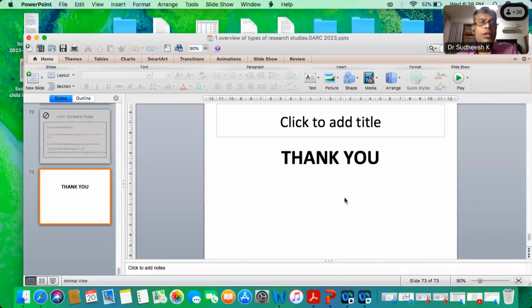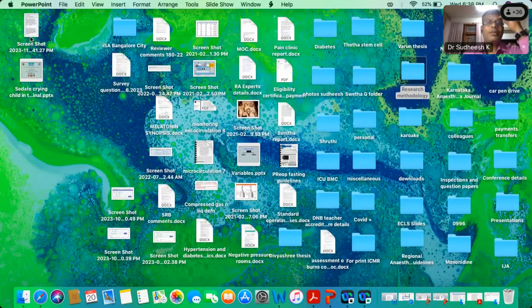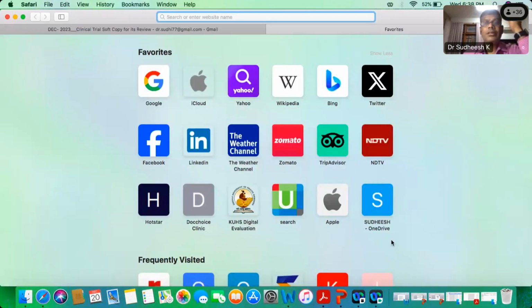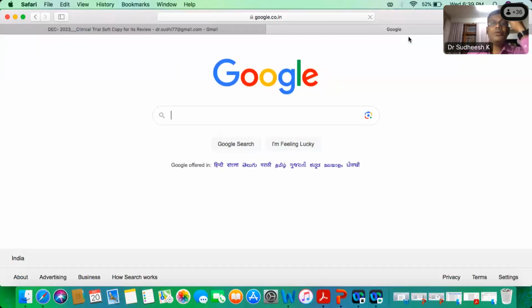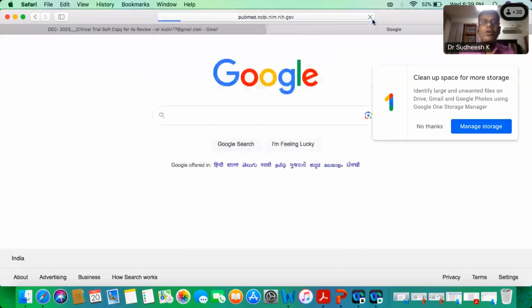Now with this background knowledge, let us start with a small exercise. Most of the time, once we decide on doing research, there is always a little confusion as to how to select an article. So I would like to suggest a simple thing: you need to go through a literature search to find out.